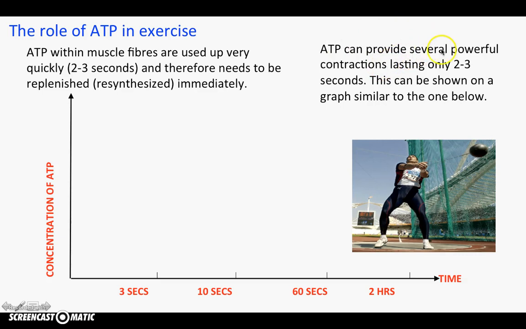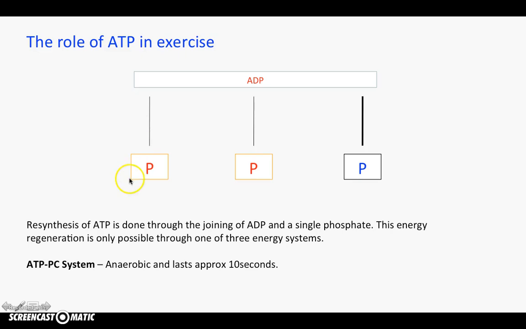So ATP can provide several powerful contractions lasting only 2 to 3 seconds. And this can be shown in a graph similar to the one below. So concentration of ATP against time: 3 seconds, 6 seconds, 10 seconds, 2 hours, and so on. That is our ATP store. Okay, so we have a full concentration of ATP, but within 3 seconds, it has gone. Now, I told you at the very start, ATP is our only form of energy. It's what we use for energy. Therefore, we need to get this here back up here. So we need to replenish it.